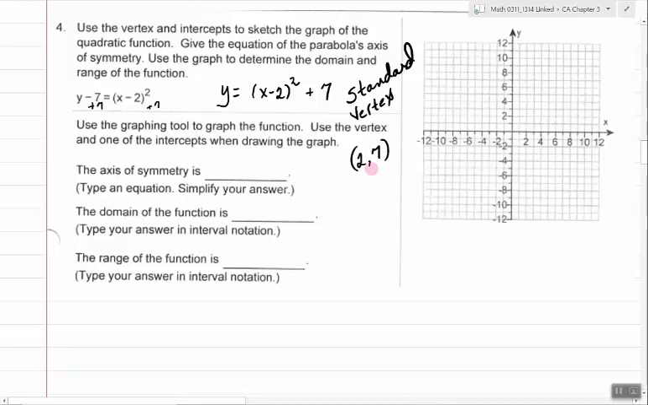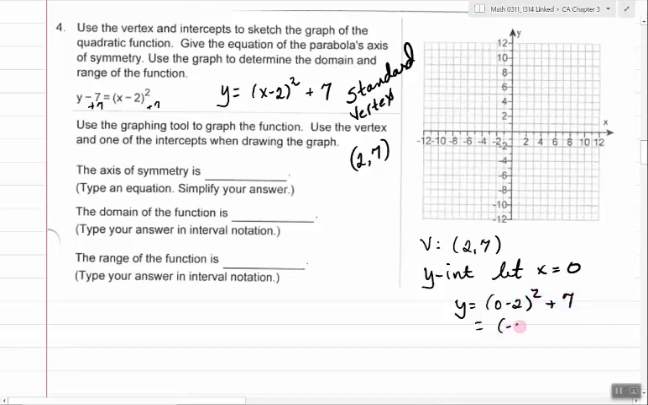You'll be asked to graph first. So I have a vertex is 2, 7. I need the y-intercept. How do I do that? I let x equal 0. So I'm using this version. y is equal to 0 minus 2 quantity squared plus 7. That's negative 2 quantity squared plus 7. That is 4 plus 7, which is 11. The y-intercept is the point 0, 11.